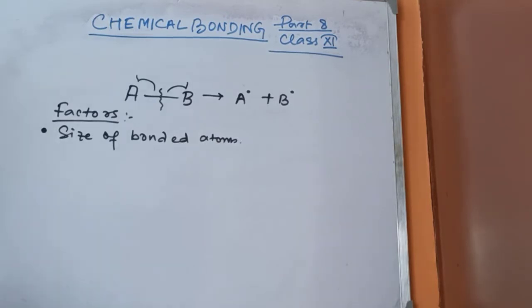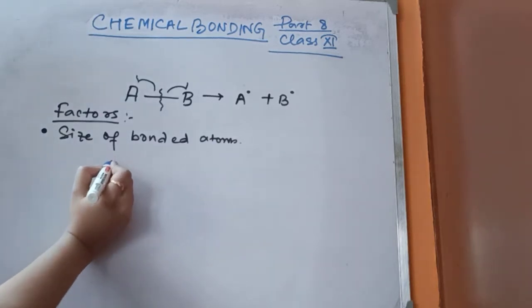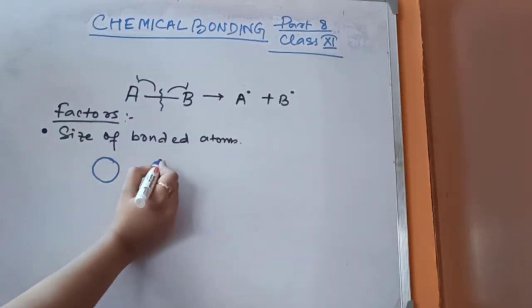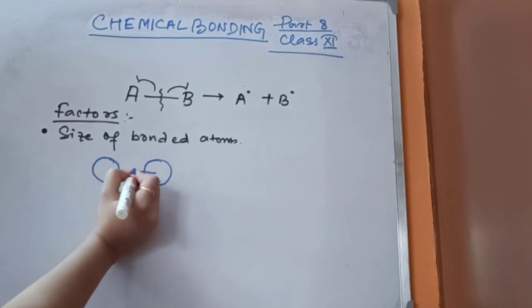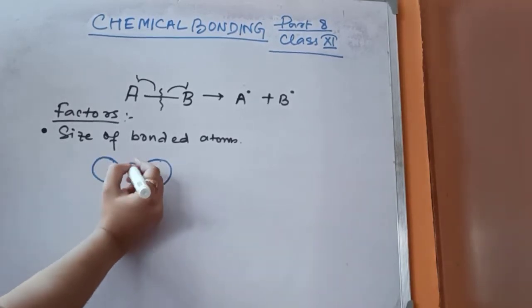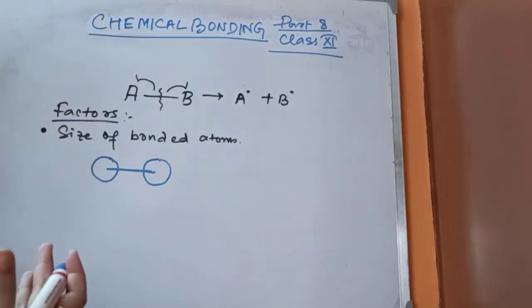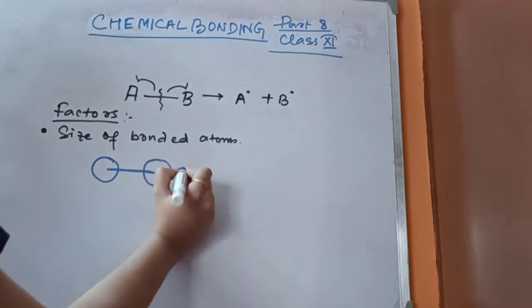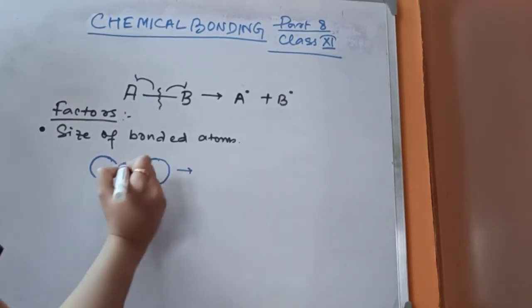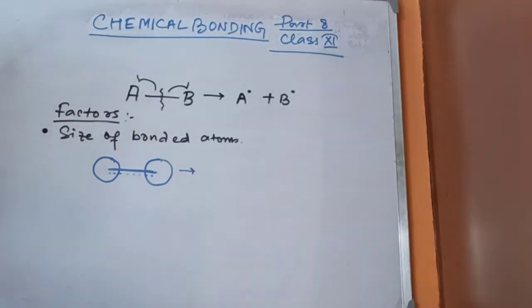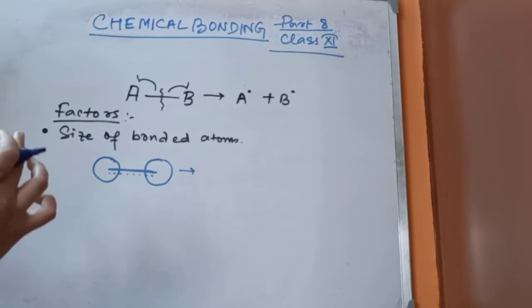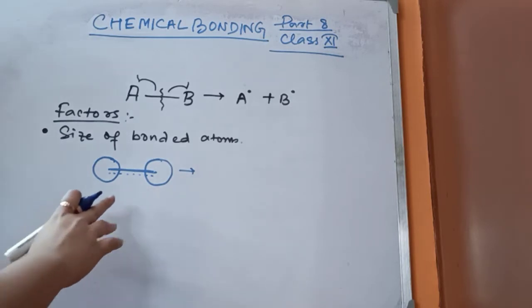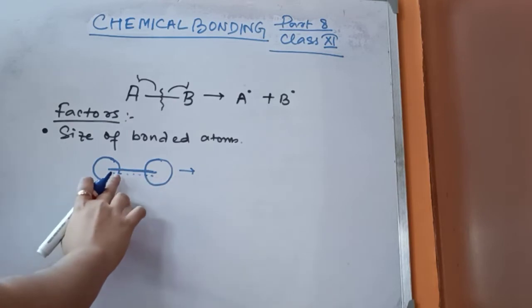Now see, if the bonded atoms are bigger in size, then the bond distance, means the bond length, will increase because of the increase in the size. And when the bond length increases, this bond becomes weaker. Longer bond length means weaker bond, shorter bond length means greater overlap, means stronger bond.